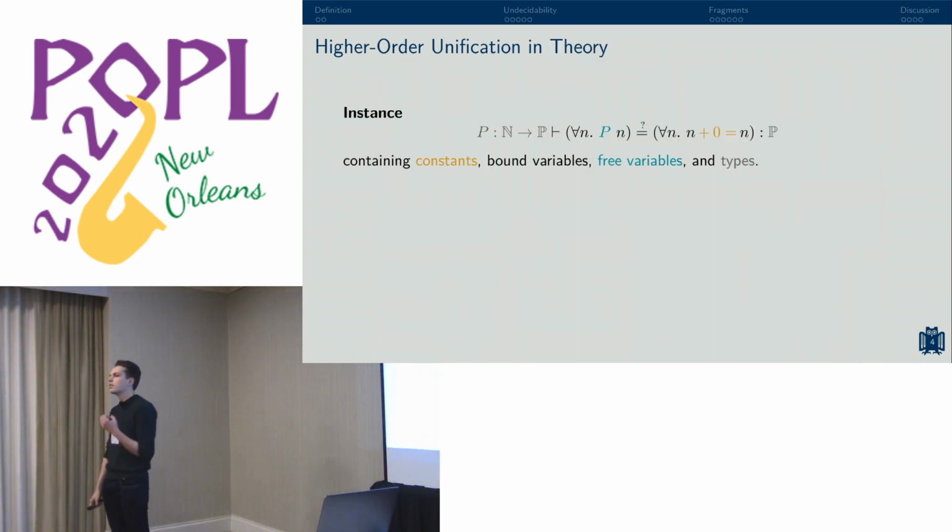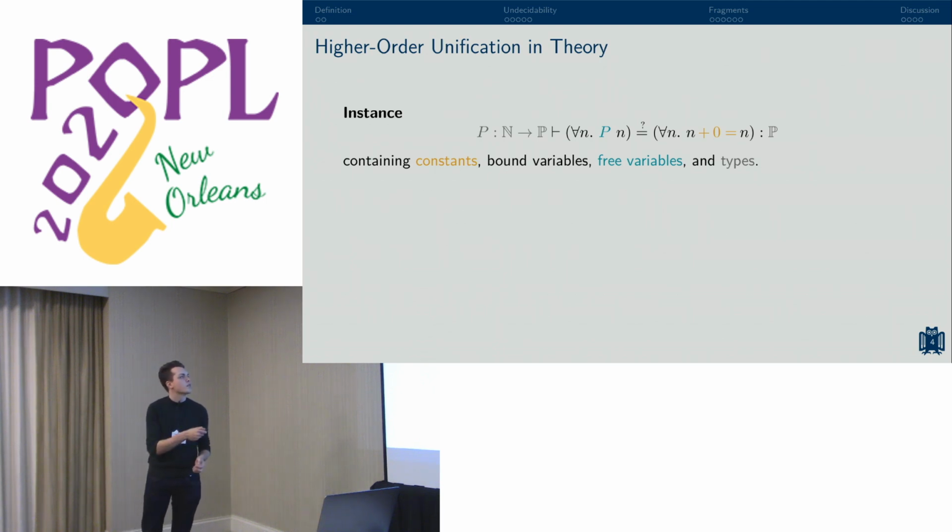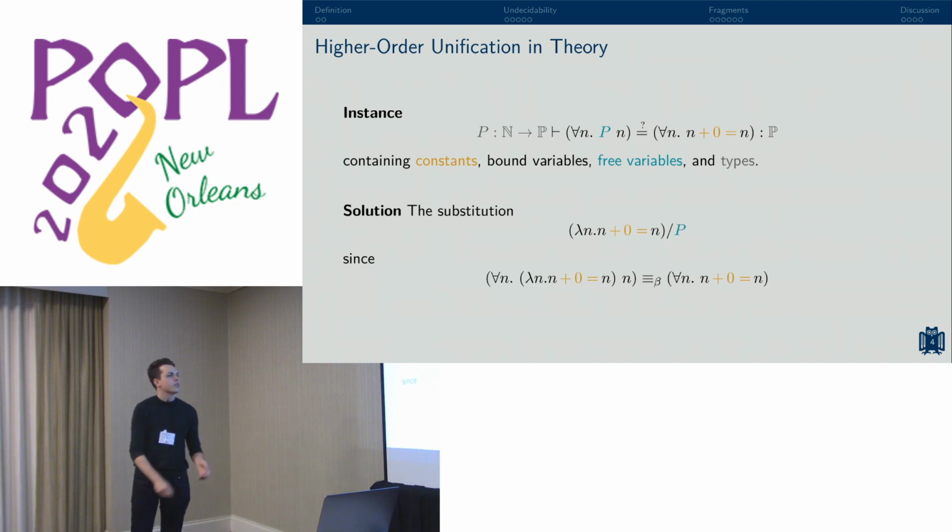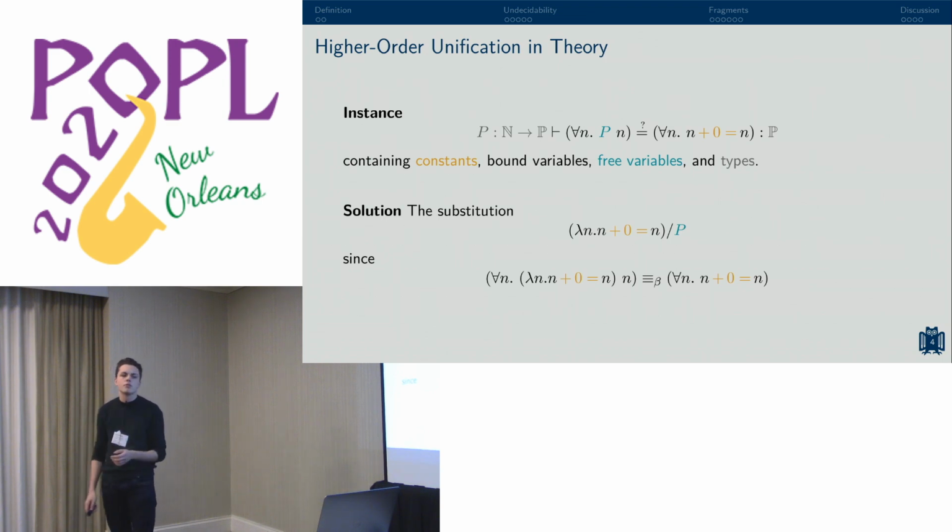So if we look at this a little bit more formally, we're given a typed equation between two terms containing constants, which we cannot touch with unification, bound variables, for which the same holds. They cannot be touched by unification. We have three variables which are to be replaced and some typing information on those variables telling us how we should replace them. Now, the solution to this, in this case, is a substitution of P, where we just pick the predicate lambda n, n plus 0 equals n. And then both sides become beta equivalent. So we can reduce the left-hand side and obtain what's written on the right-hand side.